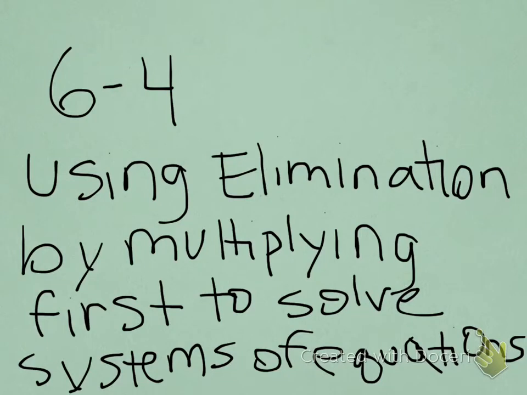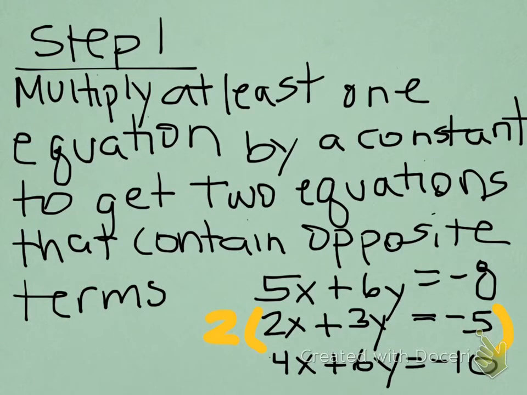Today we're looking at lesson 6.4, which is using elimination still, but you need to multiply first to be able to solve the systems of equations. So I'll show you how to do that. Step 1, you multiply at least one equation by a number or a constant to get two equations that contain either opposite terms or like terms.